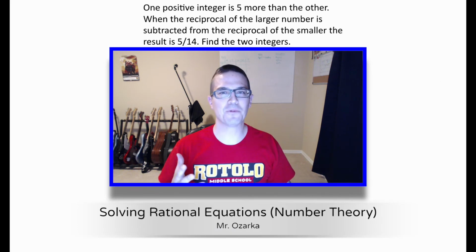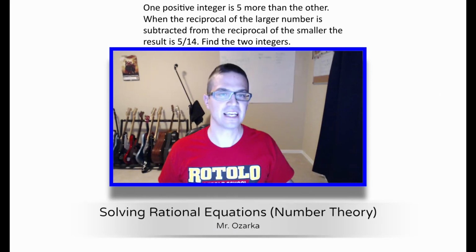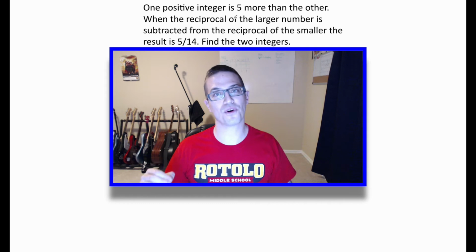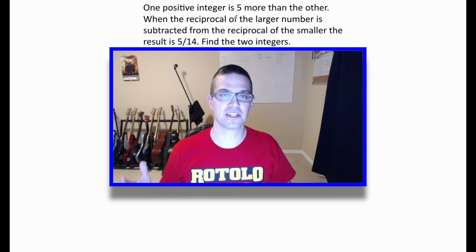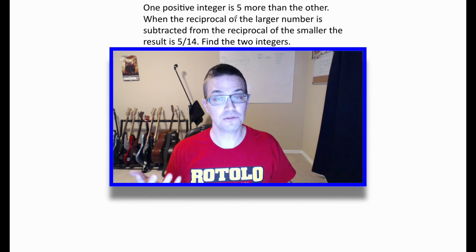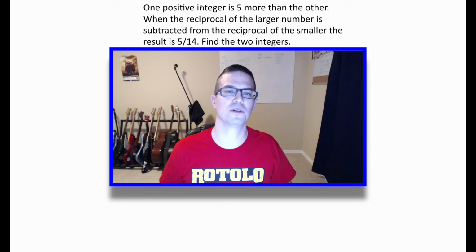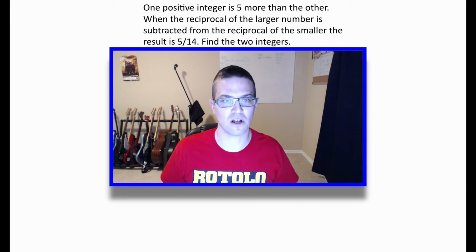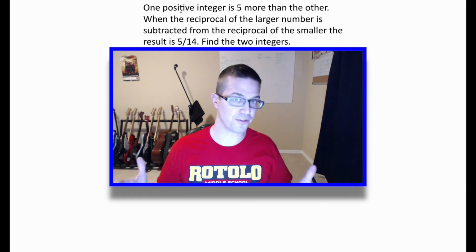All right, so this is going to be an example problem involving number theory. In this case, it says one positive integer is 5 more than the other. That gives us a hint right away that we are looking for two positive numbers, because it says one positive integer is 5 more than the other, and it's assuming the other is positive as well.